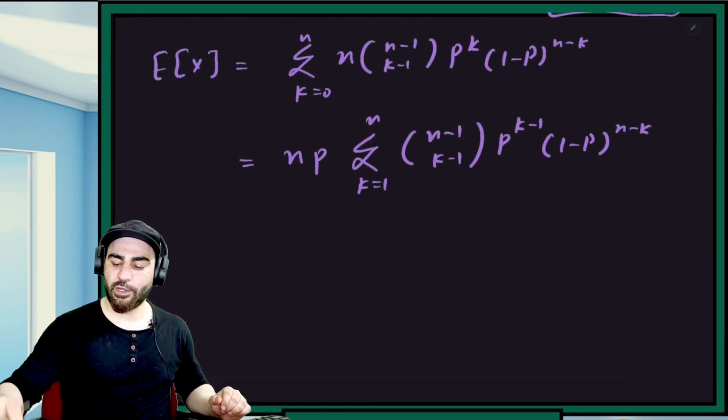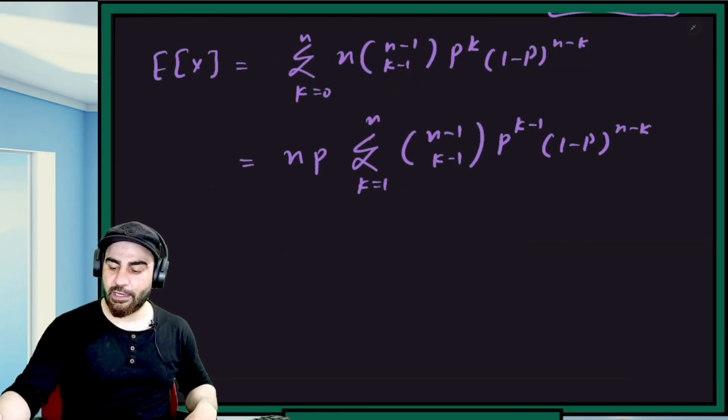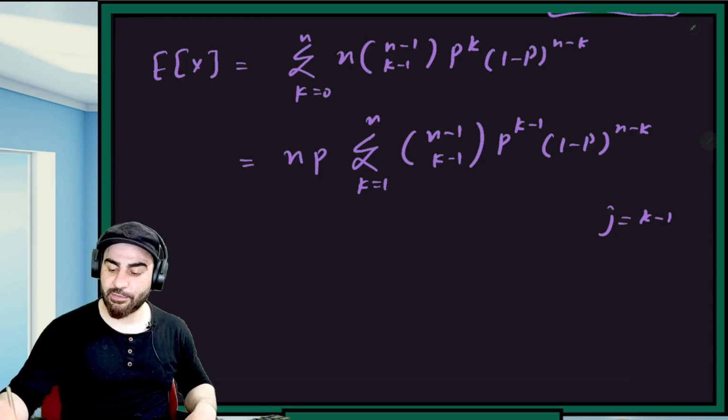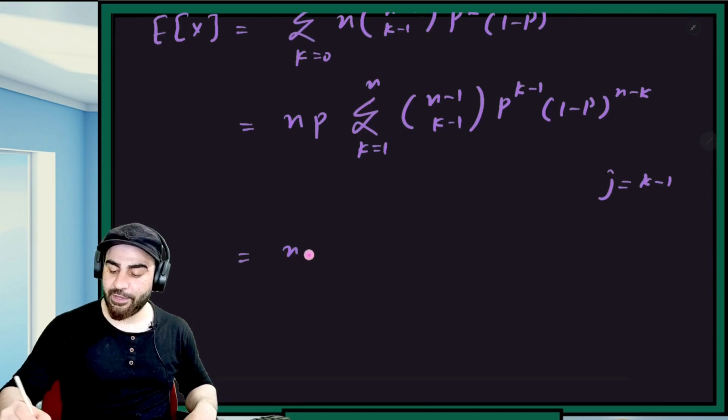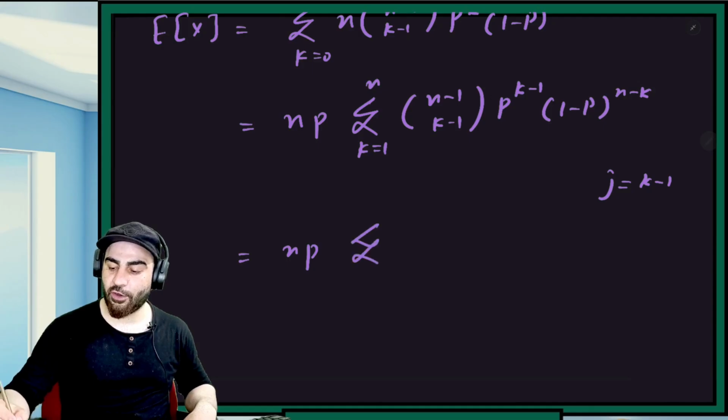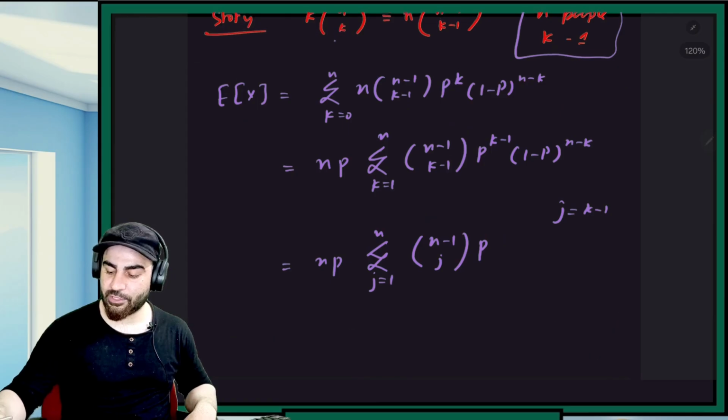If you are following this, what I can do is substitute. Let's suppose I want this to be j. Let's suppose I substitute j equal to k minus 1. So what I can write is np, because j is equal to k minus 1, times the summation, with j going from 0 to n minus 1. So now n minus 1 choose, and I put this k minus 1, I substitute it with j. Okay, then p. So k was substituted.